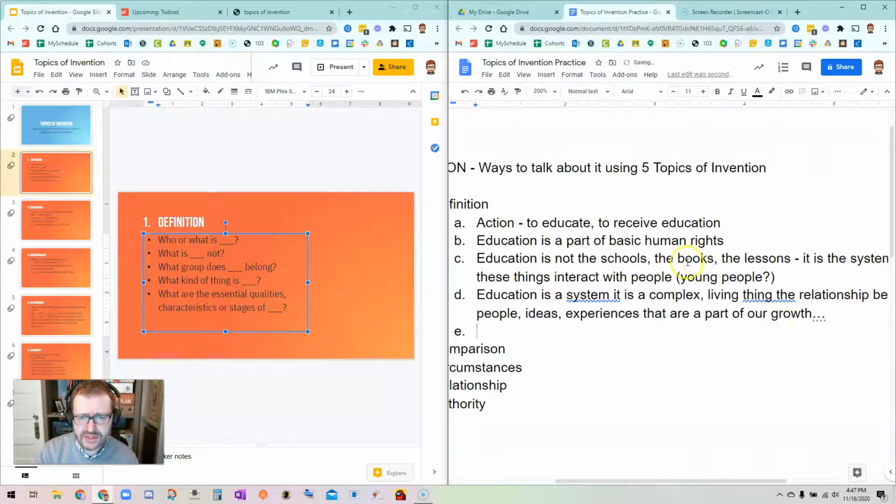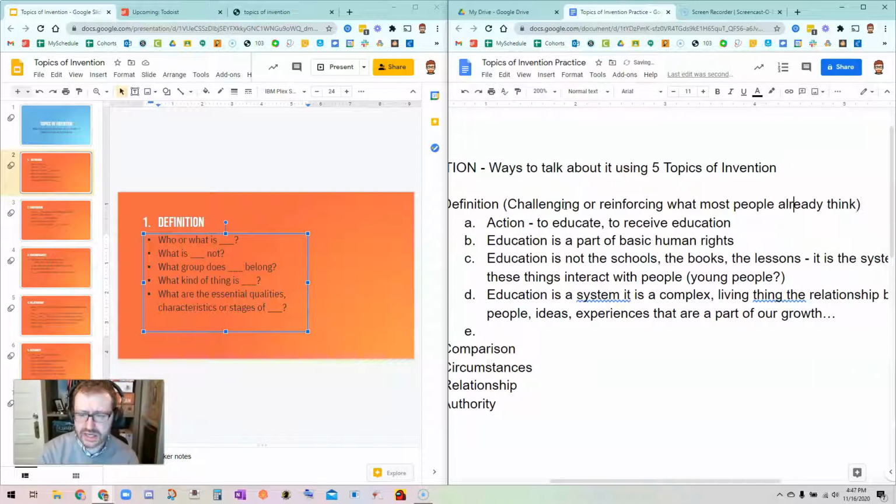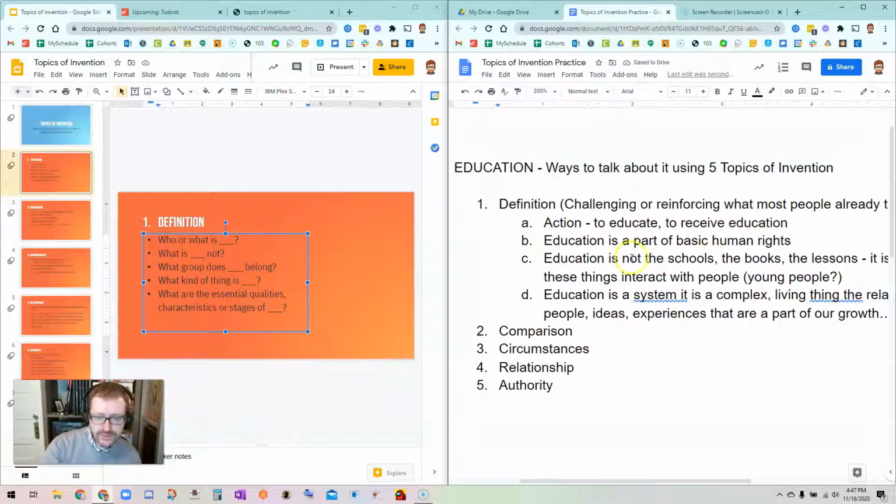So one thing to keep in mind with definition is, are you challenging or reinforcing what most people already think? So in your essay, say you're writing about democracy, are you challenging our preconceived ideas of democracy, or perhaps you're reinforcing them, or maybe a little bit of both, but be aware of what most people think of this thing as you write about it.